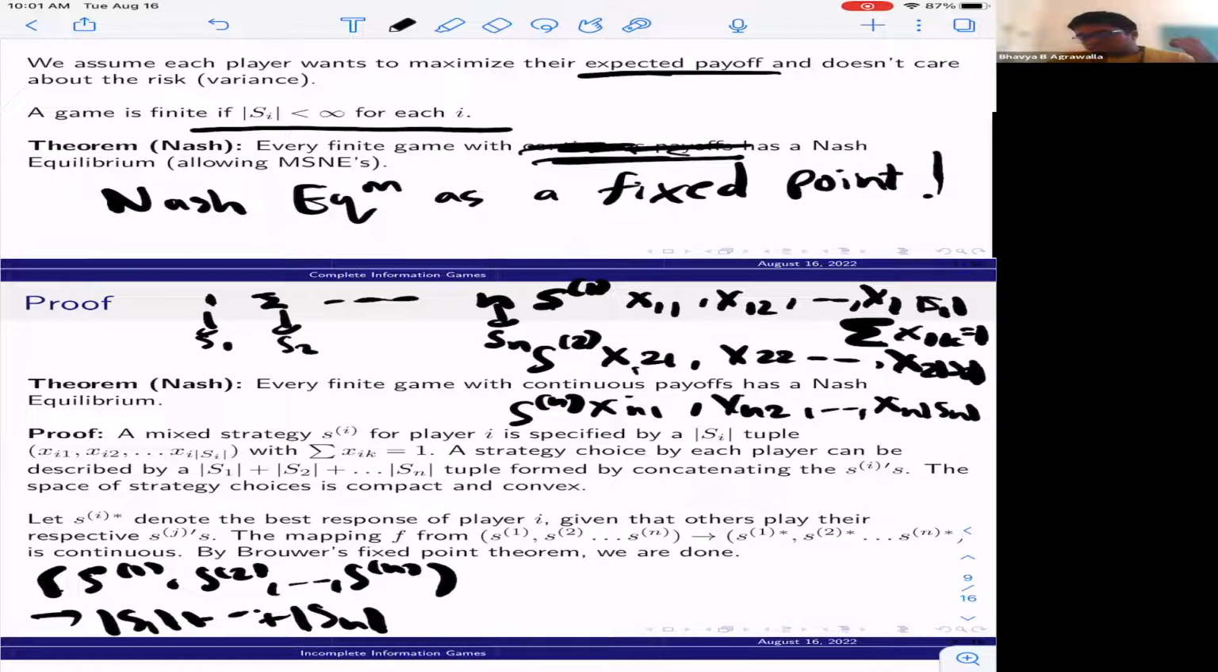So consider the space of all of these tuples. Is it a convex region? Can someone prove that it's a convex region, this whole set? It's a subset of R.